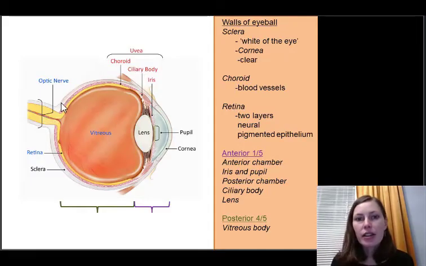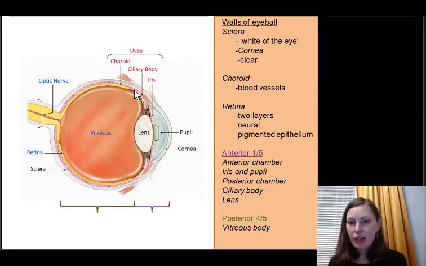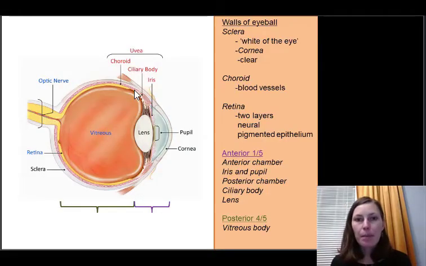Just deep to the sclera, we have a layer called the choroid layer, and this is a vascular layer, which means that it has blood vessels in it. So you have arteries bringing oxygenated blood to the structures of the eyeball, and then you have veins that are going to drain deoxygenated blood away from the eyeball.